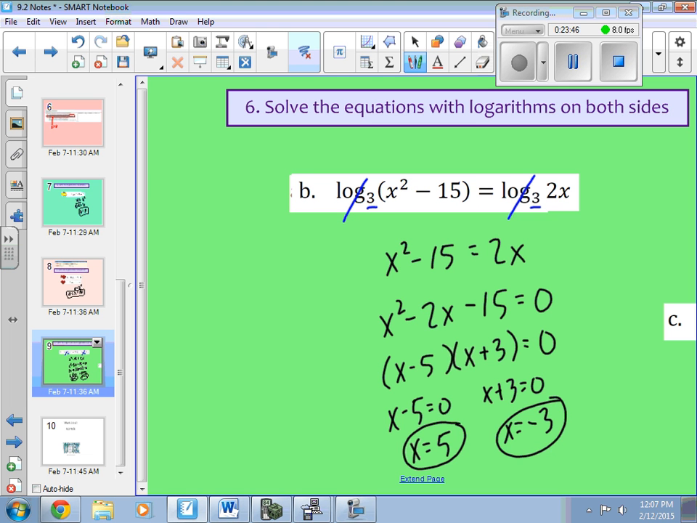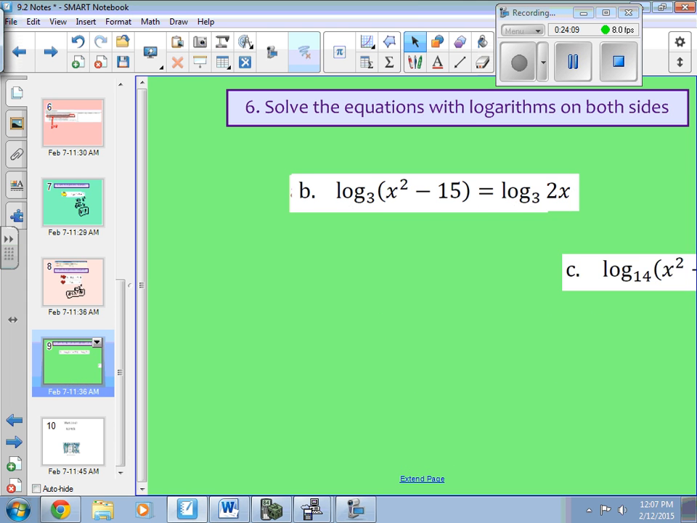Do both answers work? Nope. The negative 3 won't. If we put negative 3 in here, we'll end up doing log of negative 6. That's no good. Can't do logs of negatives. 5 is okay. If we put 5 in there, both of them stay positive. So the only answer is 5. All right. Why don't you again pause the video, try C out, and then check your answer.